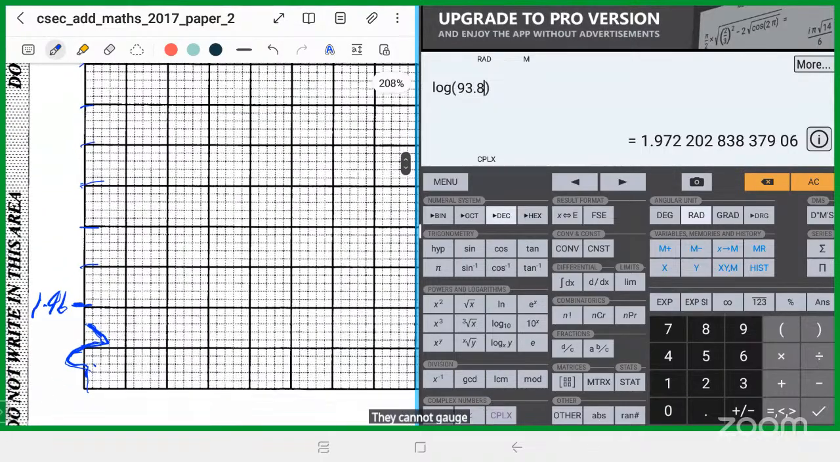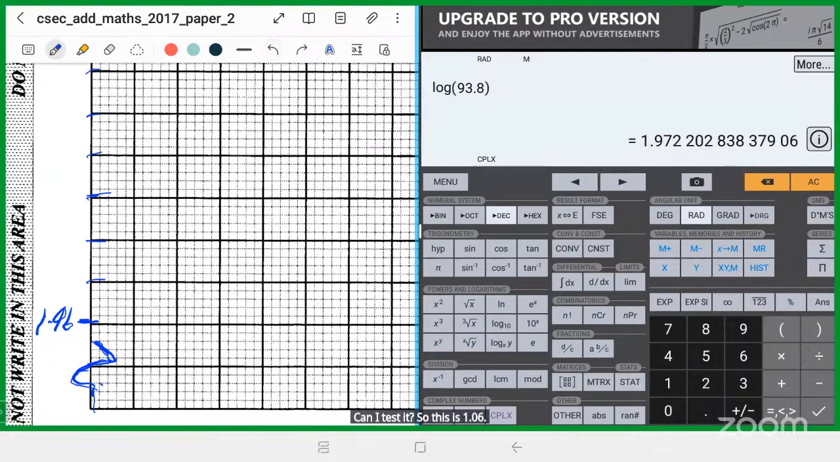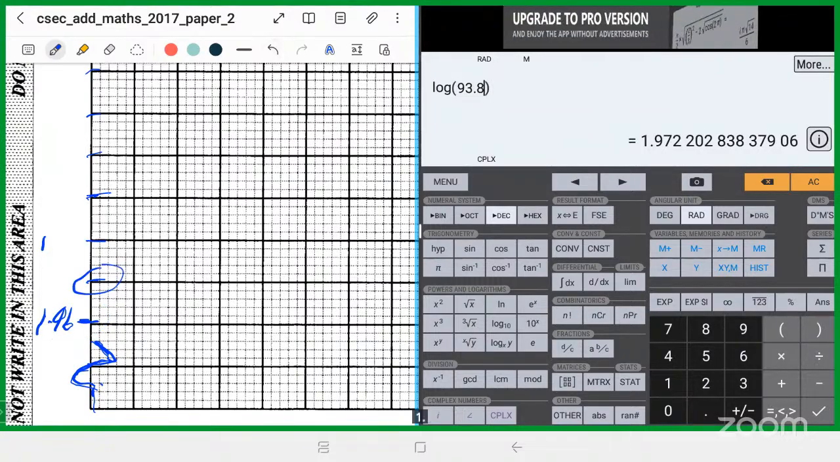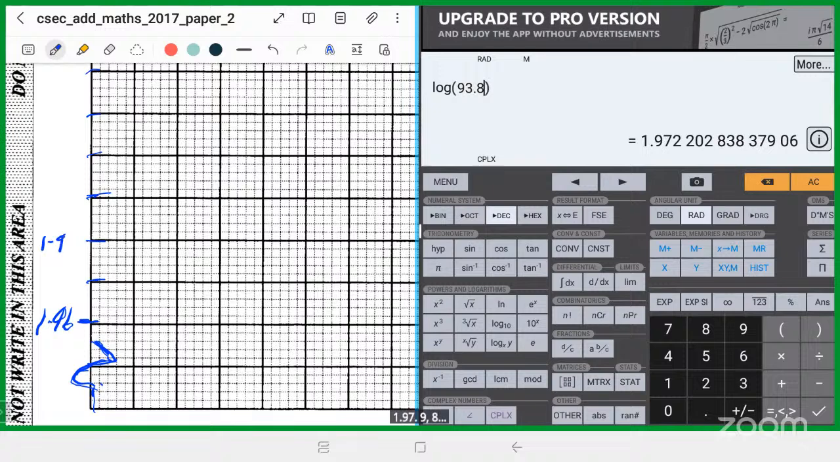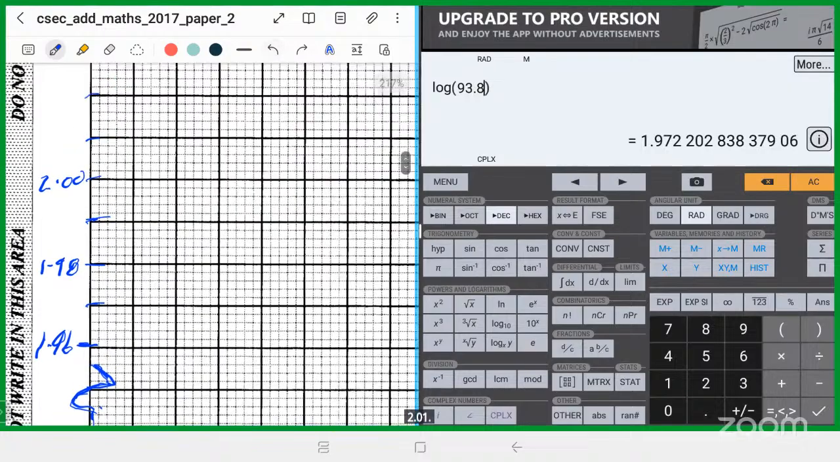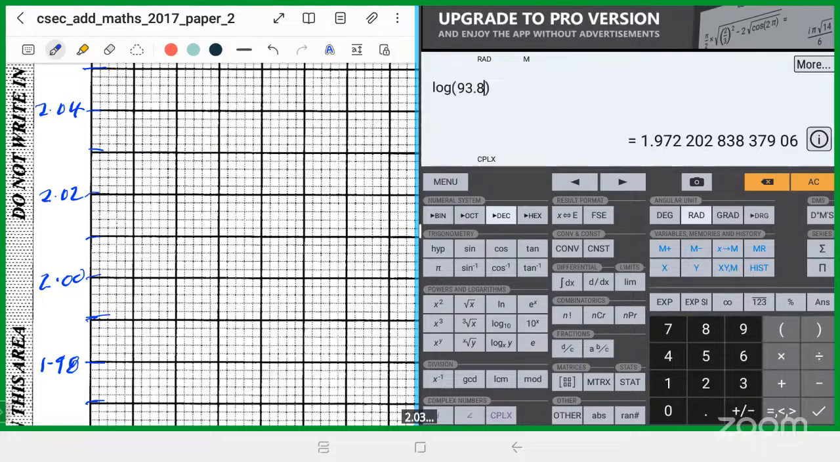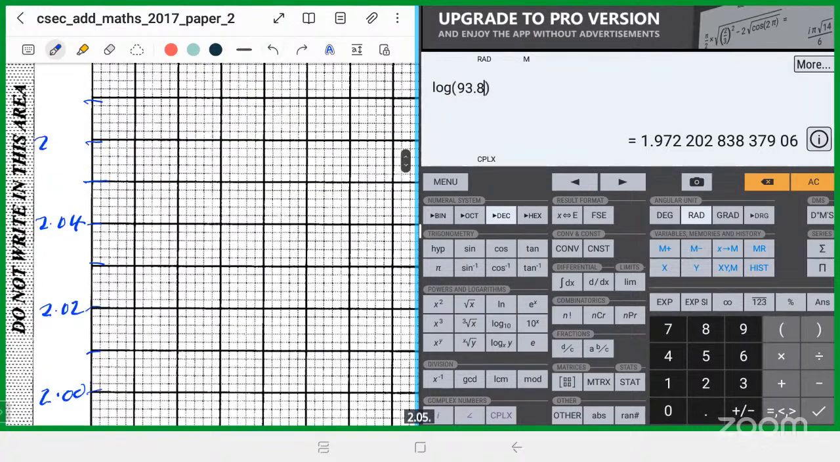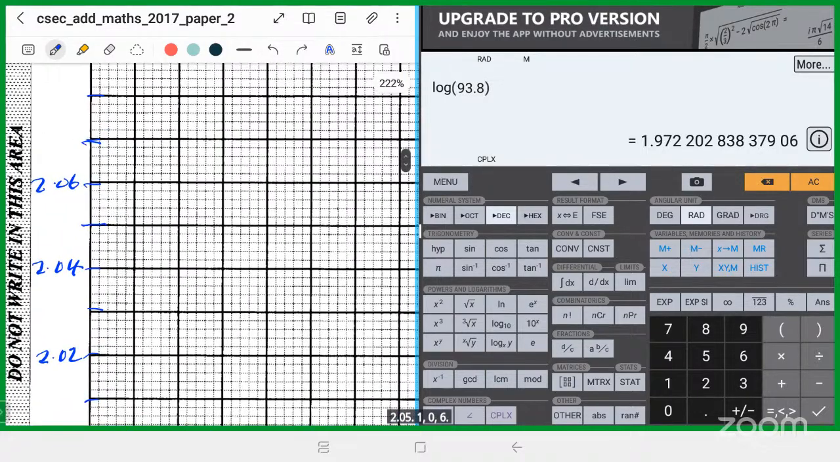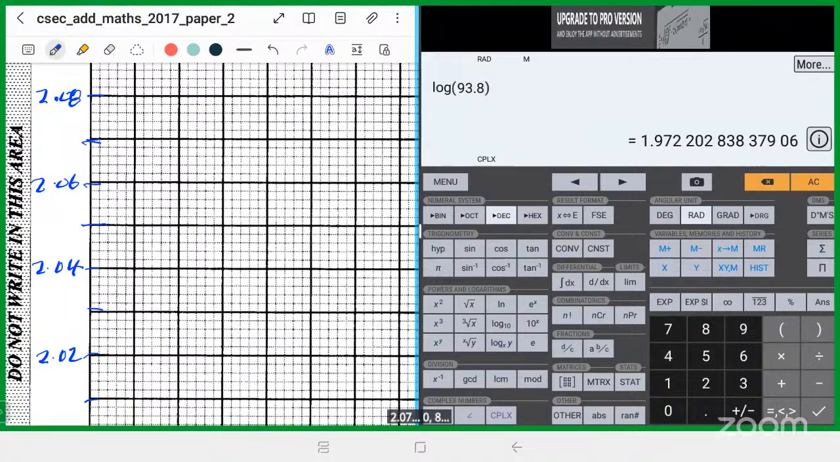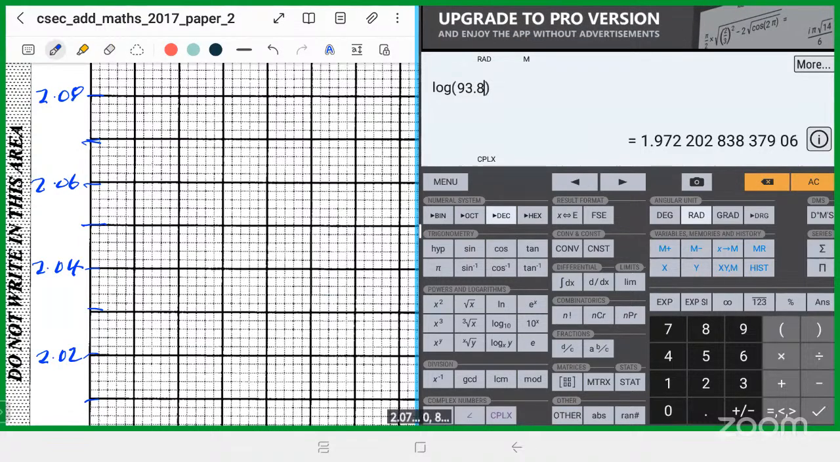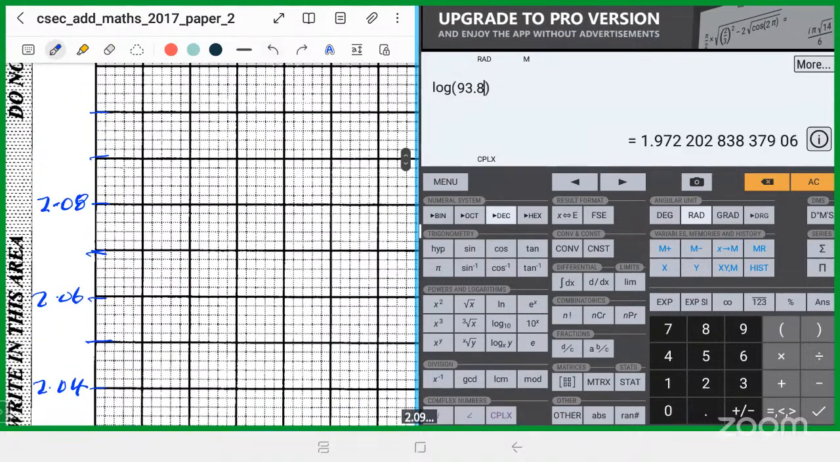So you kind of gauge it, like kind of test it. So this is 1.96, 1.97, 1.98, 1.99, 2.0, 2.01, 2.02, 2.03, 2.04, 2.05, 2.06, 2.07, 2.08, 2.09, 2.10.